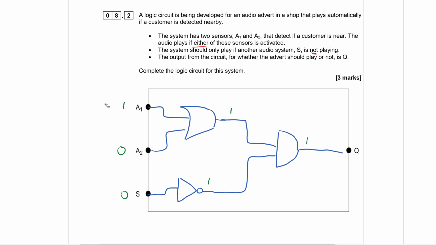Let's try a different one. Let's say we have got both sensors activated. Let's say we've got two people in the shop and they're both activating it. But let's say the other audio system is playing, so that's a 1. Well, therefore this would become a 0 out of NOT. 1 or 1 is 1, but 1 and 0 is 0, and so the output wouldn't play, the advert wouldn't play, which is correct. So test your circuit before moving on if you've got time, because you might find that you've made a tiny mistake, but it should match up to the scenario.